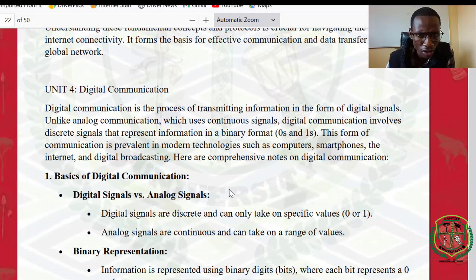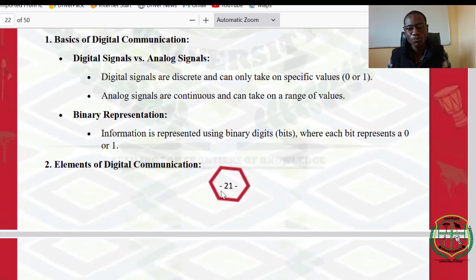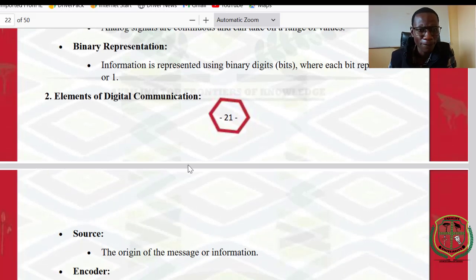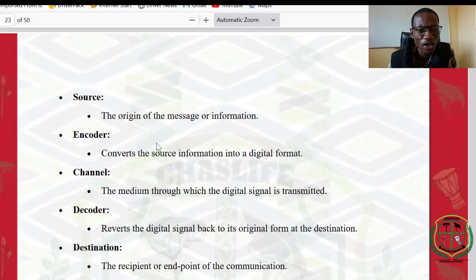Remember, there's analog and, of course, digital. All these latest computers, the vehicles, the touch screen, the numbers that represent there, those are digitals. Now, elements of digital communication. One, we have what we call the source. What is the source? The source is the origin of the message or information.